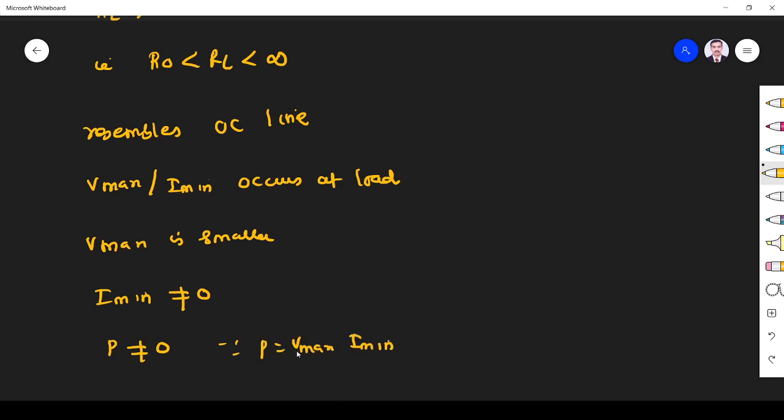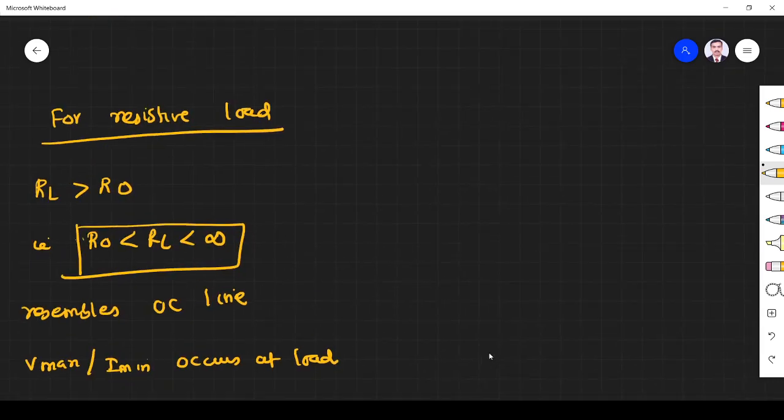What is the power at load? In power, V max at load, V is V max, I is I minimum. I minimum is not equal to 0. I minimum is equal to 0 in pure open circuit load. But here RL is not infinity, it is less than infinity. It is a resistive load. Moreover, the reflection coefficient is positive.